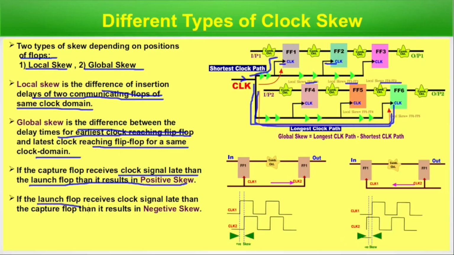And if the launch flip-flop receives the clock signal later than the capture flop, then it's negative. This is the launch flip-flop, the capture flip-flop. The launch flip-flop is basically getting the clock signal late, so the capture flip-flop is getting the clock signal earlier, that is negative skew. So we know now there are 4 different types of clock skew. One is local skew, another one is global skew, and another 2 are positive and negative skew. So we are done with this slide.